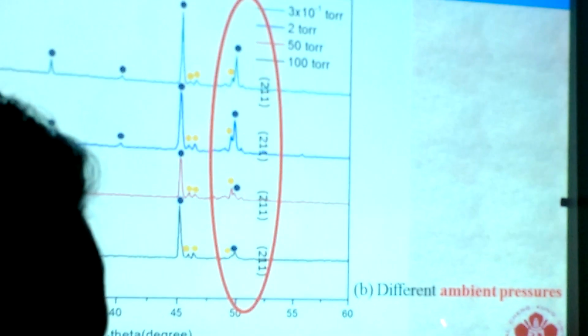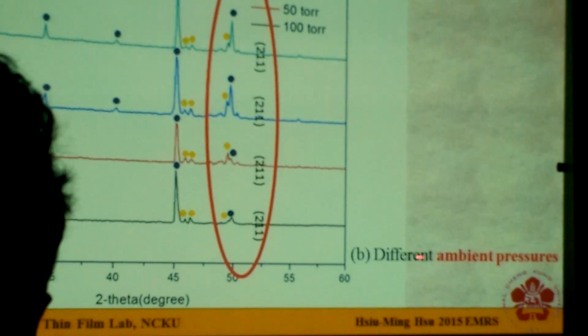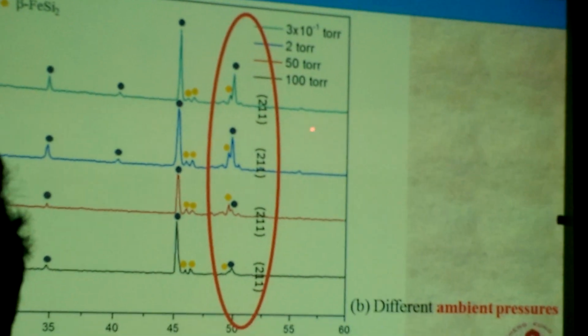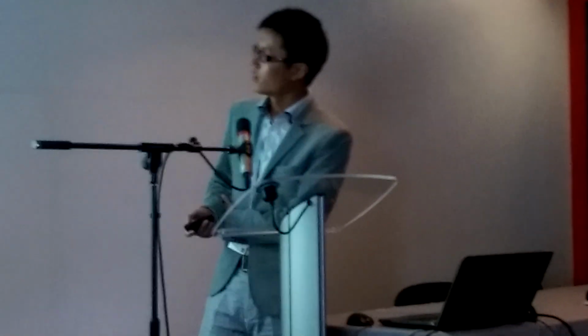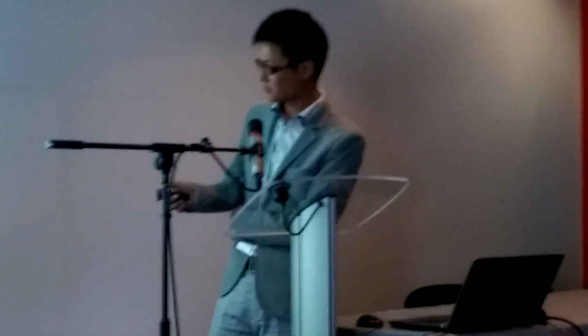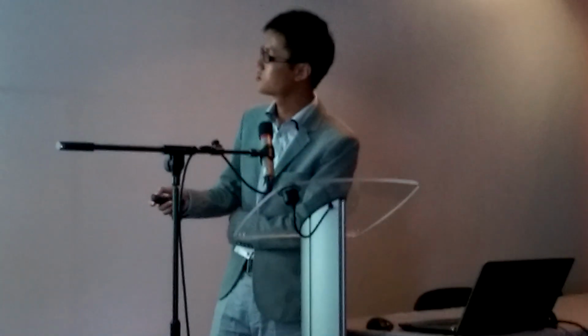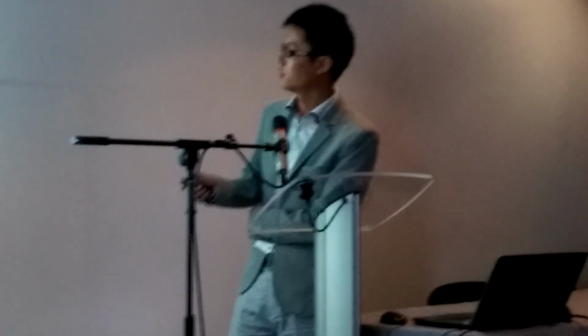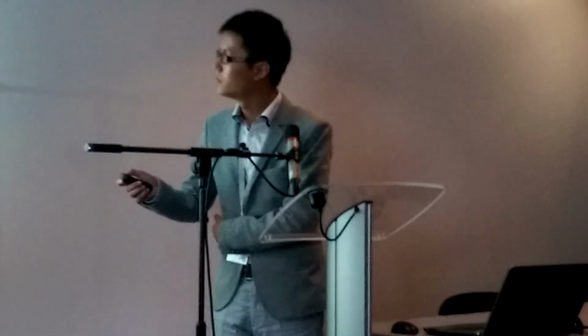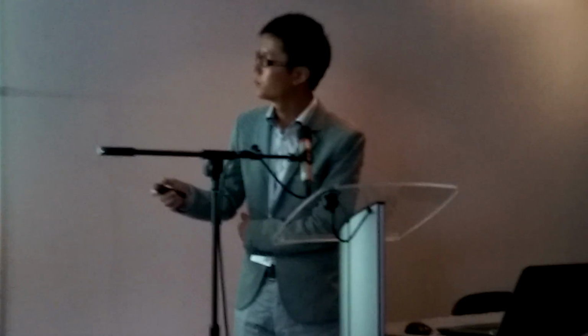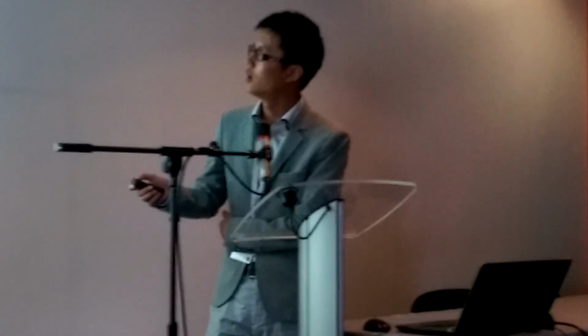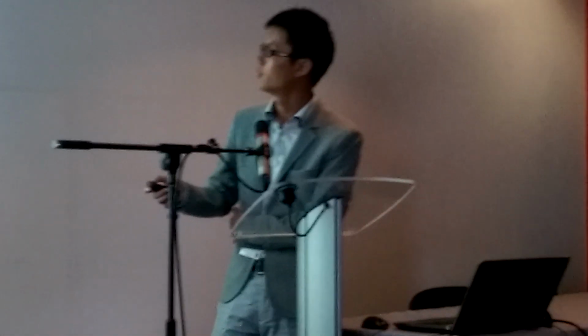The next picture is products grown at different ambient pressures. That's also green, blue, red, and black lines representing 0.3, 50, and 100 torr. Let's focus on the peaks in this red circle. The blue points point out the characteristic of iron monosilicide, and the red ones represent beta iron disilicide.